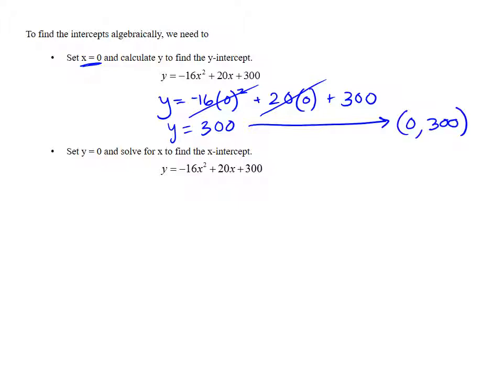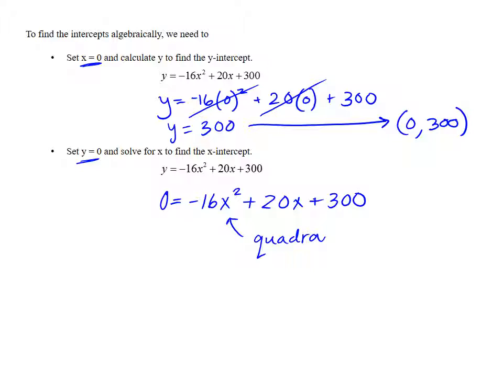Unfortunately, it's not so easy to find the x-intercept. To find the x-intercept, we set y equal to 0, and instead of having nice calculations, we get a fairly complicated equation: 0 equals negative 16x squared plus 20x plus 300. Because of the x squared term, this is what we call a quadratic equation. To solve a quadratic equation, we have to go to some elaborate measures. You may have in a previous class learned how to use the quadratic formula. This term we're going to investigate how to solve these with what's called factoring.